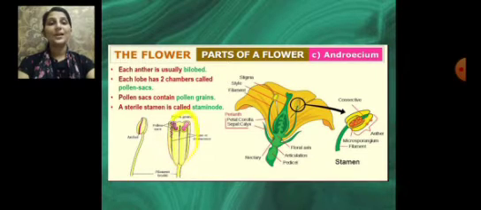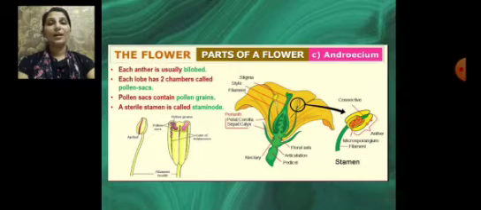This is the bilobed anther. This is one lobe and this is the second lobe. Inside each lobe there are two pollen sacs which are filled with pollen grains, and the pollen grain contains the male gamete. Inside the pollen grains there are the male gametes. So the pollen grains are the carriers of the male gamete.